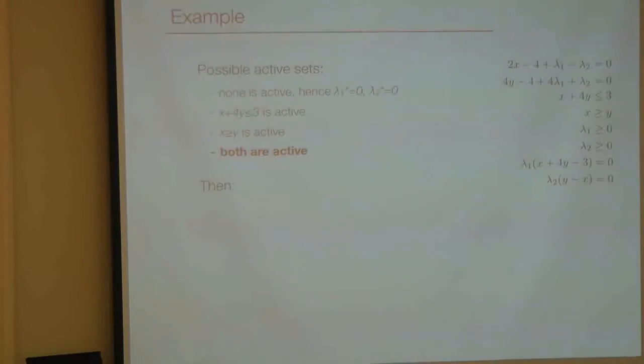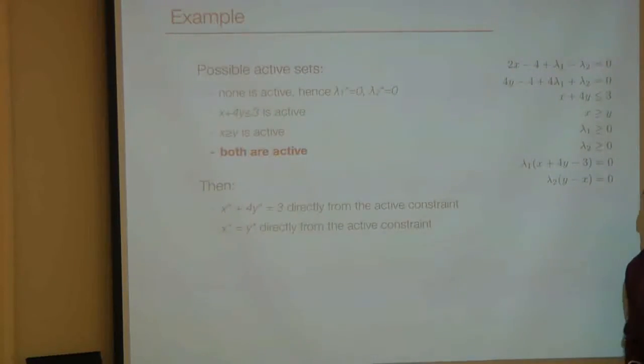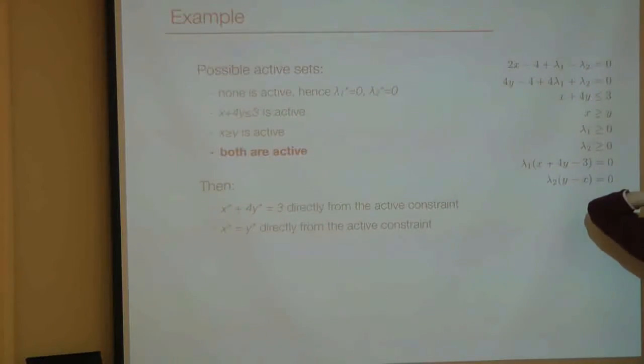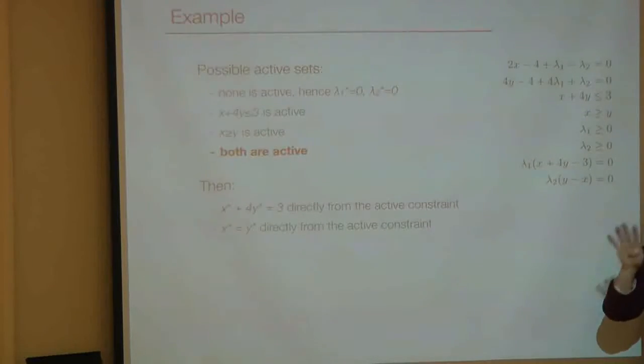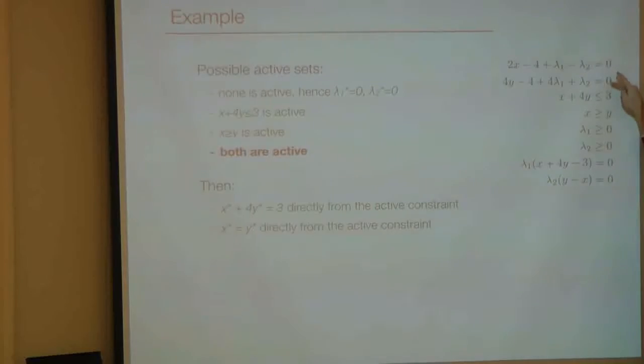We say, let's see what happens if both are active. Okay? If both are active, then we know that this holds from the activity, and this holds from the activity of the other constraint. So we are looking for x star, y star, lambda 1, and lambda 2. For that, we have 4 unknowns. Therefore, we need 4 equations. First, second, and these two are assumed to be active, so there is equality, there is equality. So we have 4 equalities in 4 unknowns. We can solve that very easily to obtain this candidate.